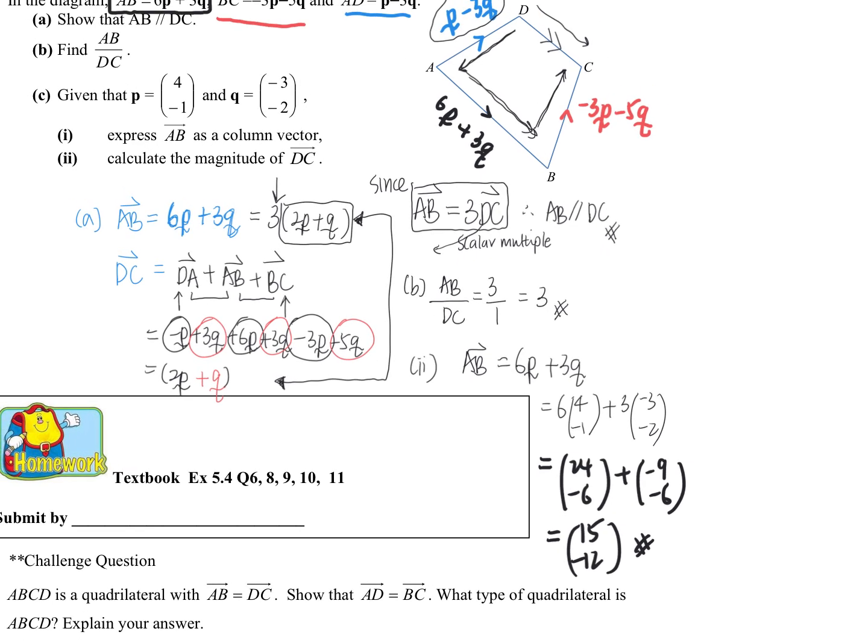Okay, lastly, I want to find DC. This one, sorry. Okay, DC I know is this one, 2P plus Q. So I put in my column matrix first. Okay, I put in my column matrix.